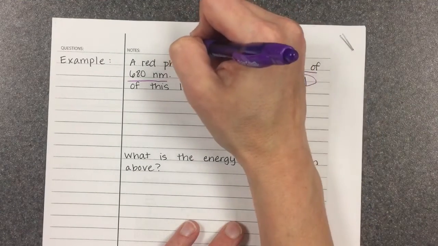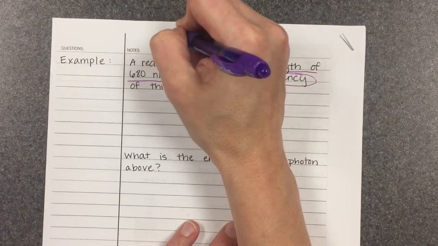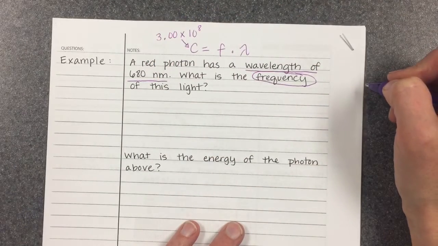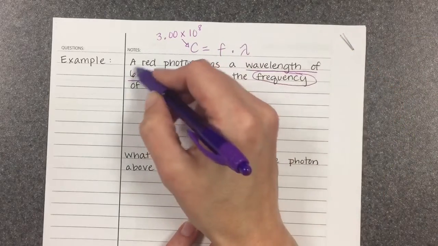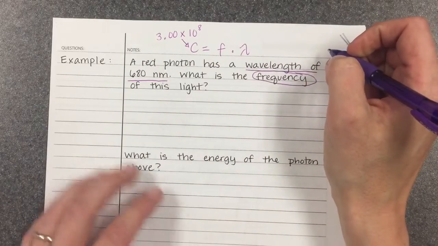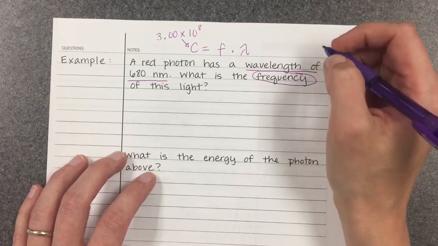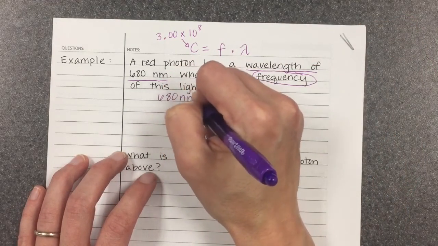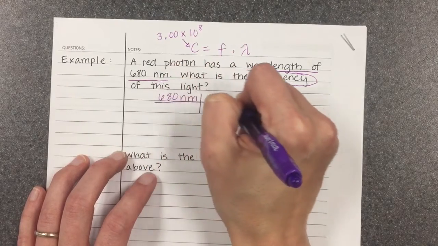Now, the speed of light is easy. Like I said, you're always going to put that same number in, 3 times 10 to the power of 8. Okay? The wavelength, we're going to put this value, but before we can put it in the equation, we have to convert it from nanometers to meters. So we're going to do dimensional analysis. We start with what we've got, 680 nanometers.